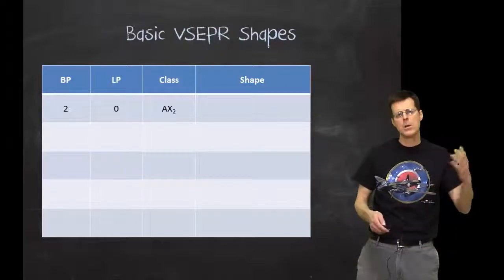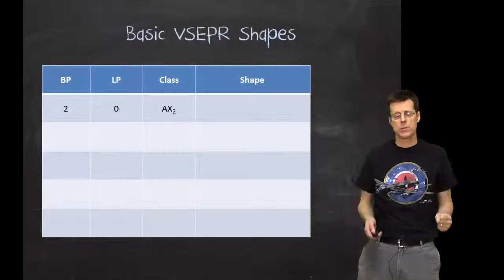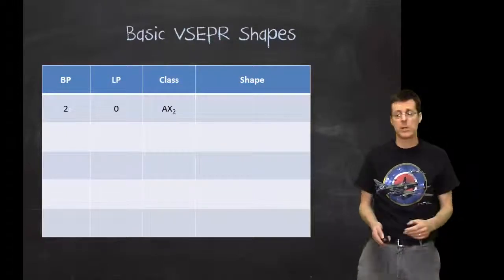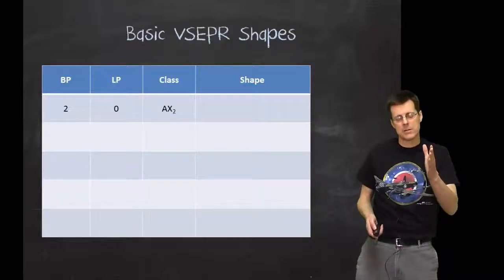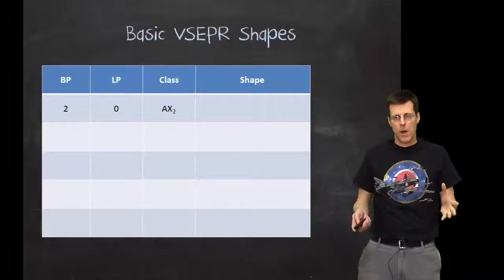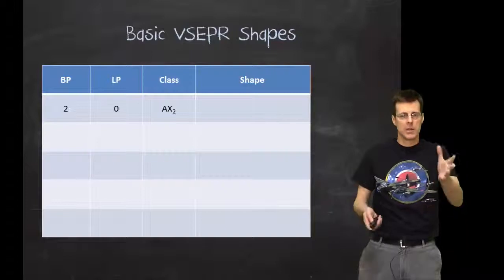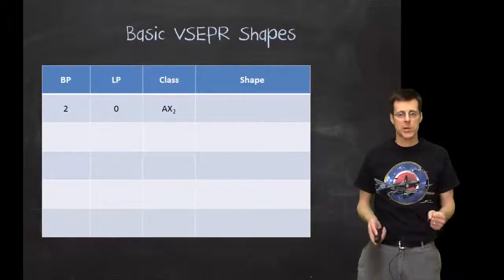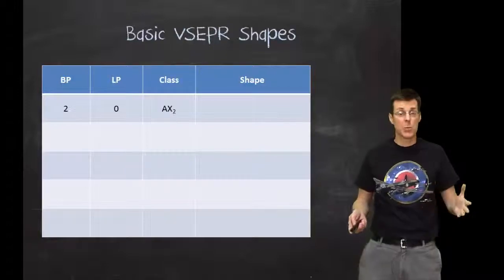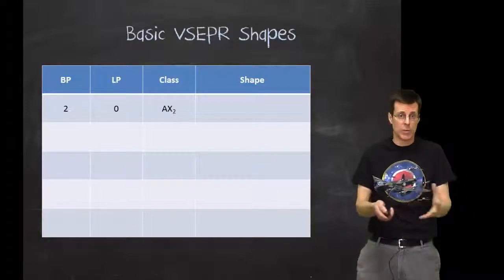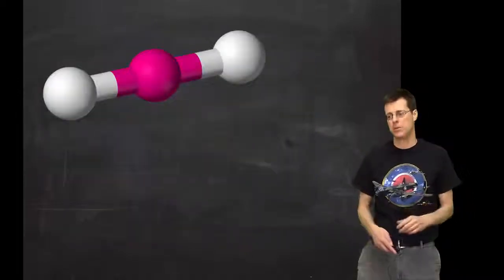So the first one, two lone pairs, sorry I said two lone pairs, two bonding pairs and no lone pairs, and that's going to look like a central atom with two bonding pairs. So AX2, that's the class. Again, it doesn't really help us. It's more useful if you had actual chemical symbols in there, but so far.